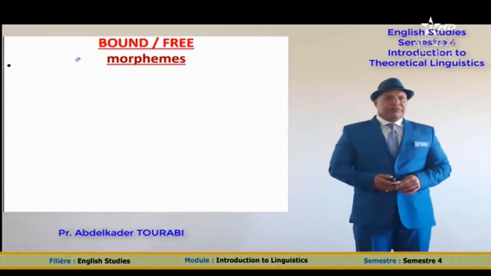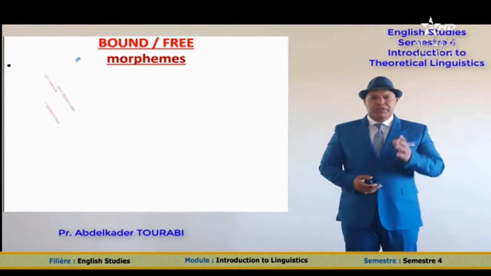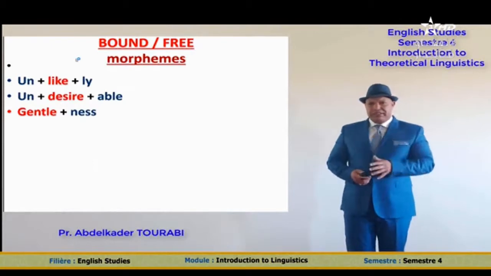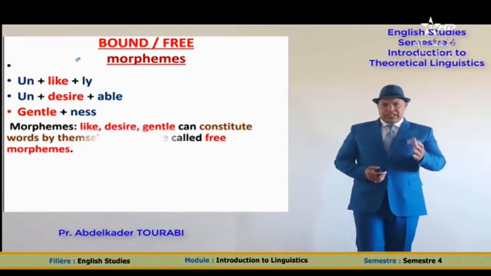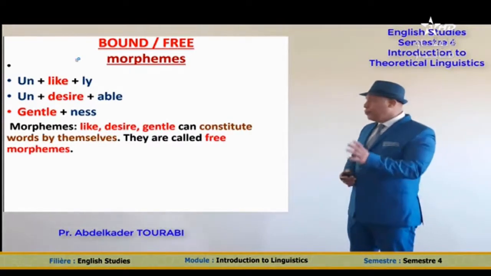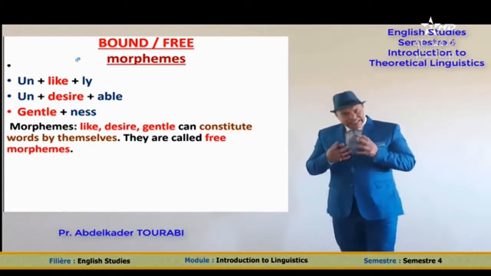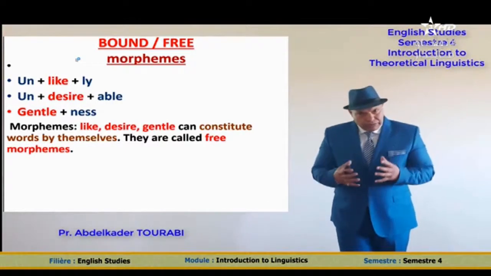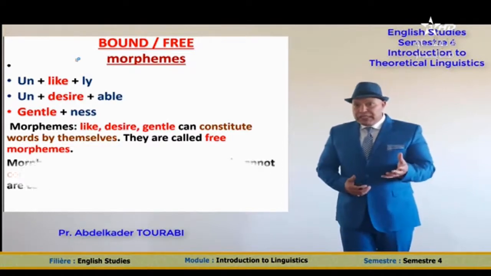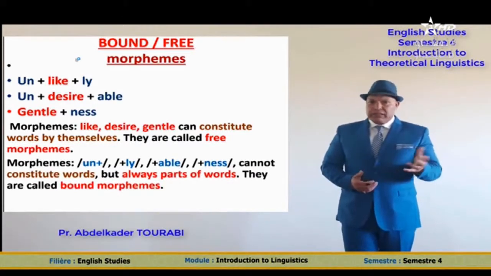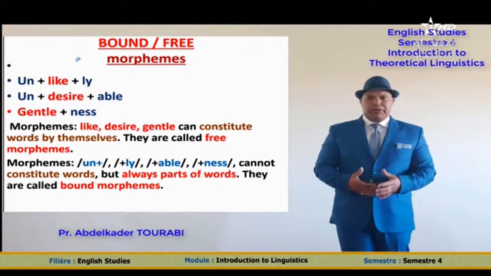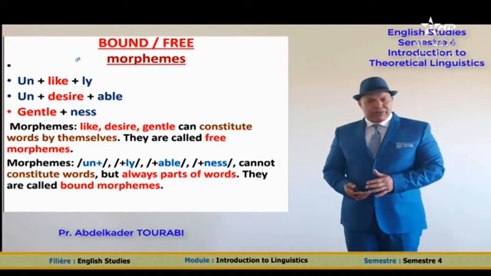Bound and free morphemes. If we take these examples: unlikely, undesirable, gentleness. Morphemes like desire, like, gentle can constitute a word by themselves. They can stand by themselves. They can constitute a whole, complete meaning. They are called free morphemes. Morphemes like un, able, ness can't constitute words, and they can't stand by themselves, but are always part of words. They are called bound morphemes.